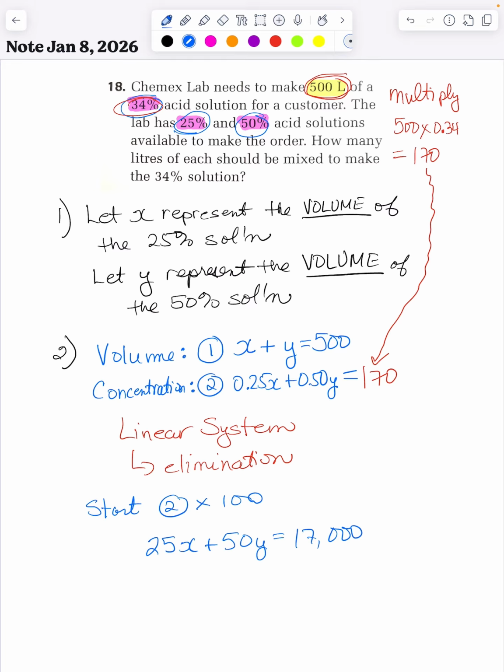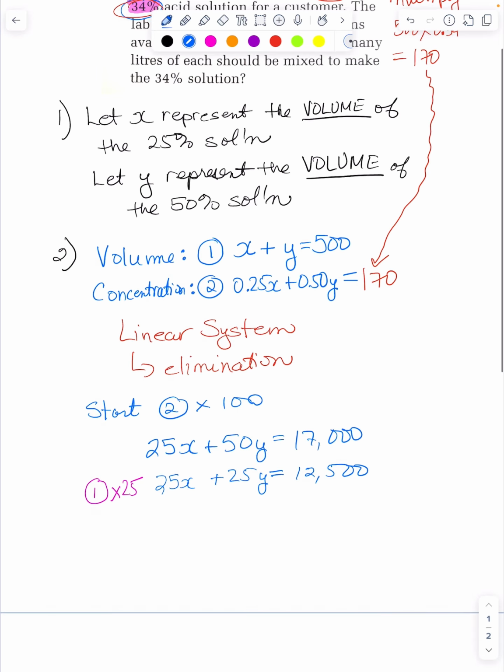Then, in order to eliminate, I need to have the same number. So now I'm going to take equation number 1 and multiply it by 25. When I multiply equation number 1 by 25, I will have 25x plus 25y is equal to 12,500. So now I have 2 equations with 2 unknowns.